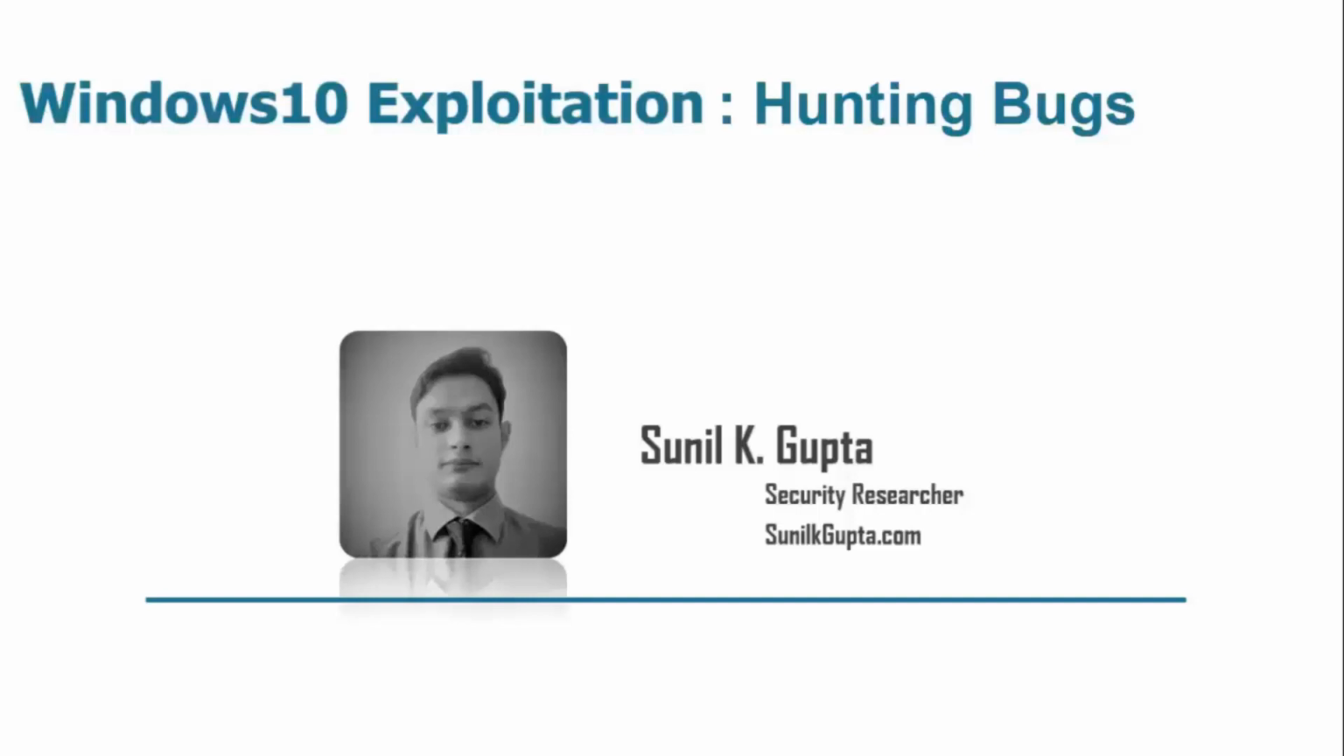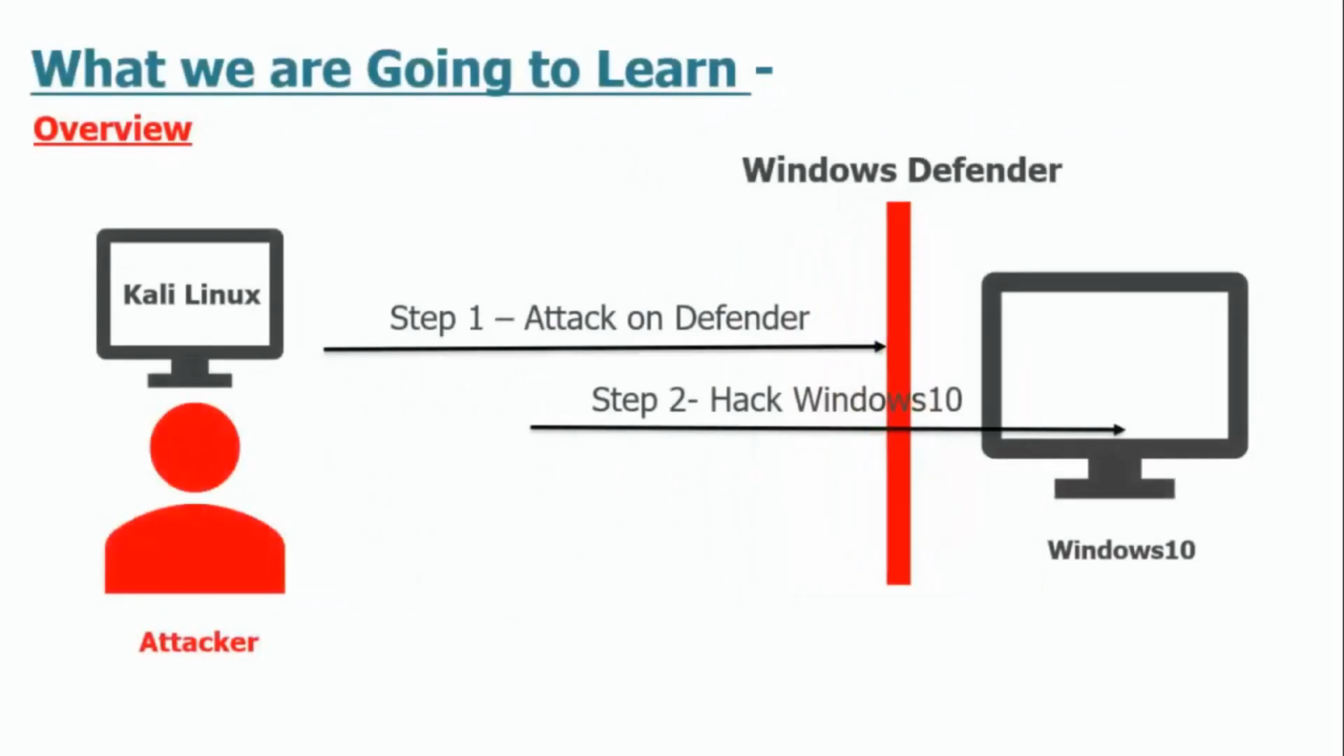Now we are going to learn here Windows 10 exploitation bug hunting. So what we are going to learn in this video is we have a setup of Kali Linux and a Windows 10 machine, and we are considering Kali Linux as an attacker machine and Windows 10 as a victim machine. We are going to attack the Windows Defender of the Windows 10 machine, and we need to hack Windows 10 completely using the Kali Linux operating system.